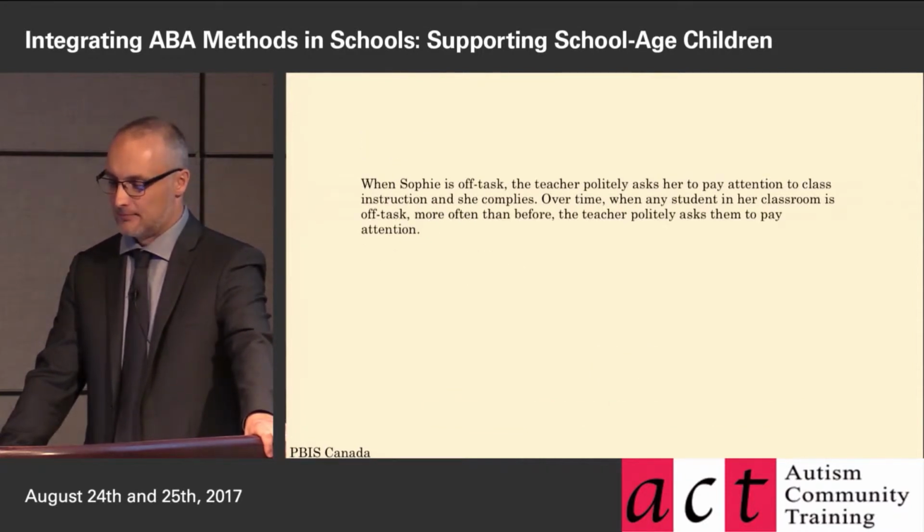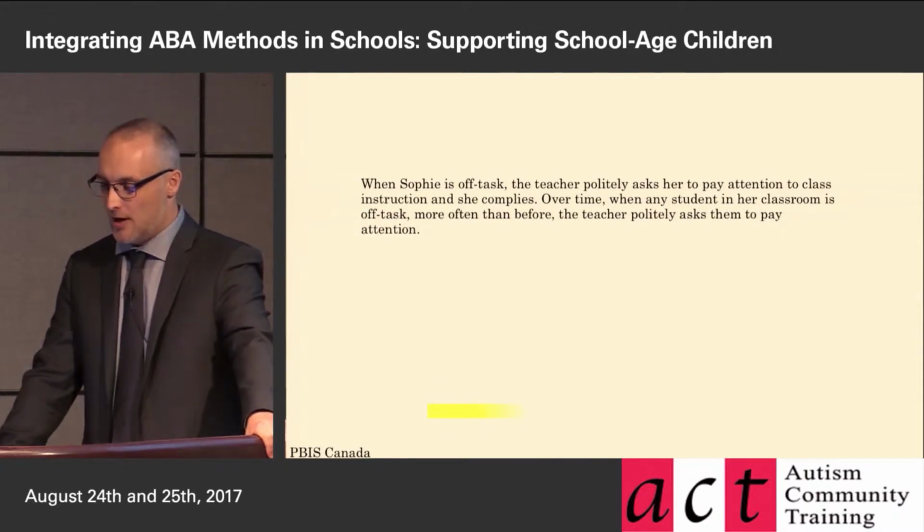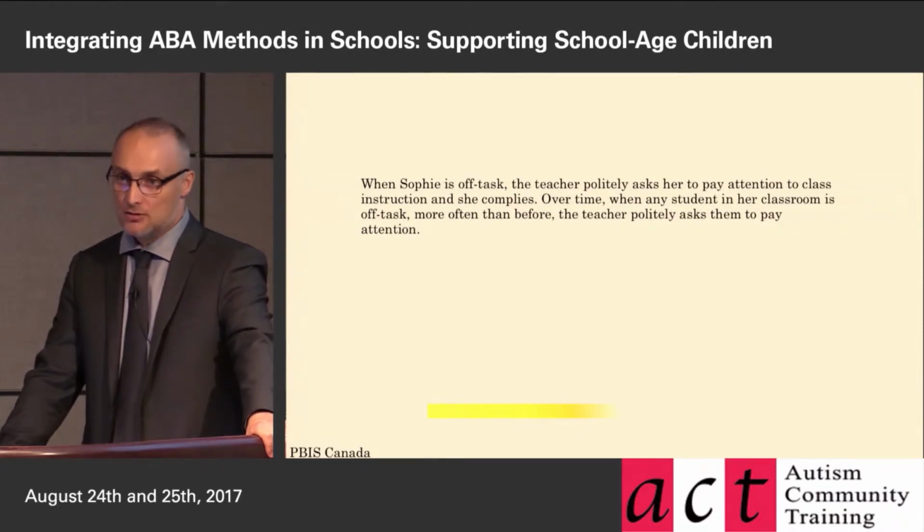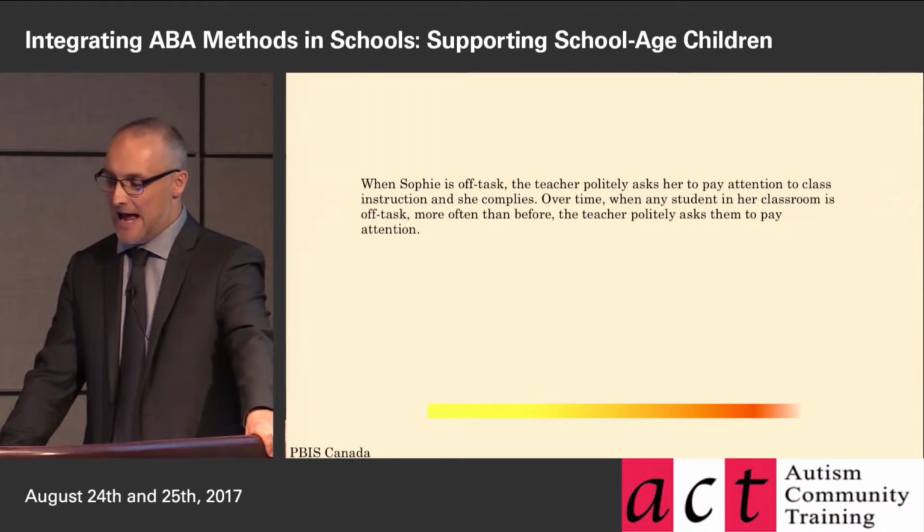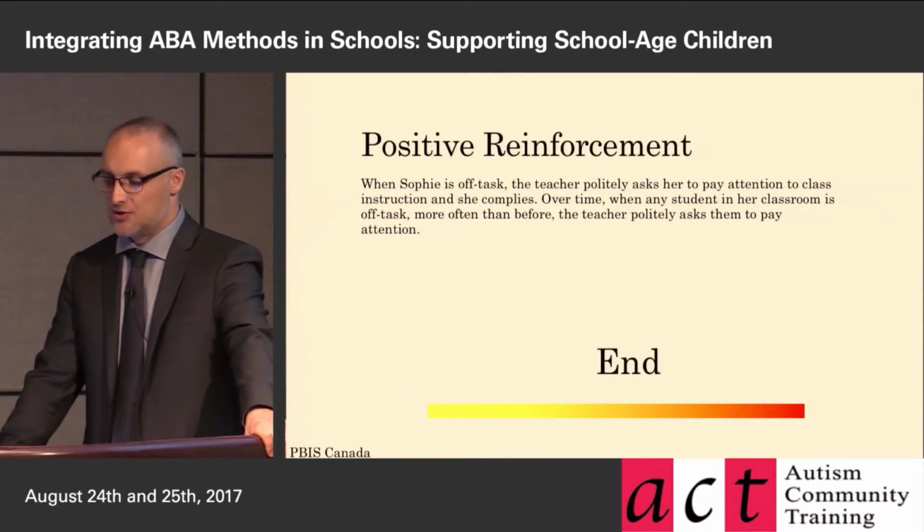Positive punishment. When Sophie is off task, the teacher politely asks her to pay attention to class instruction, and she complies. Over time, when any student in her classroom is off task, more often than before, the teacher politely asks them to pay attention. We're talking about the teacher's behavior. The teacher's behavior is increasing, so we have reinforcement. Was there an add or a takeaway? The student added their compliance, they added their cooperation, they did what they were asked, right?